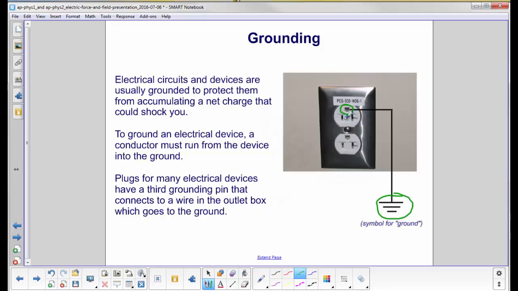Actually, if you get any outlets put in today, you have to have all three of these. In the old days, you would just have two points here to plug your device in. You'd have no protective grounding. But now all new installations have to have a ground wire. You would much rather have charge go to the ground than go through your body.